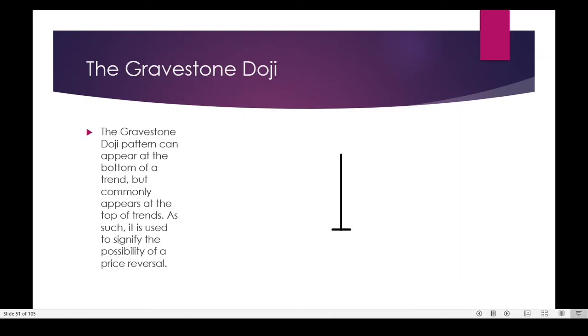All right, now let's take a look at the Gravestone Doji. Now the Gravestone Doji pattern can appear at the bottom of a trend, but more commonly it appears at the top of trends. As such, it is used to signify the possibility of a price reversal. Now, let's take a look at this Gravestone Doji.